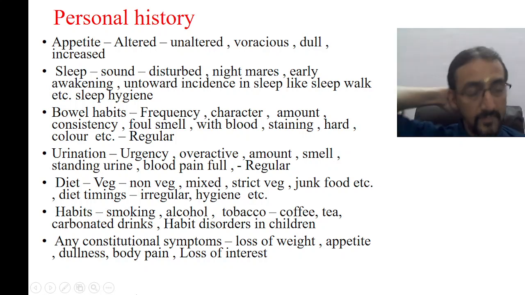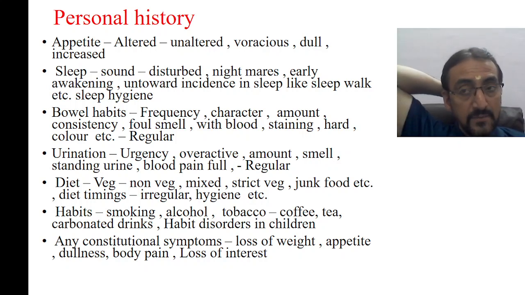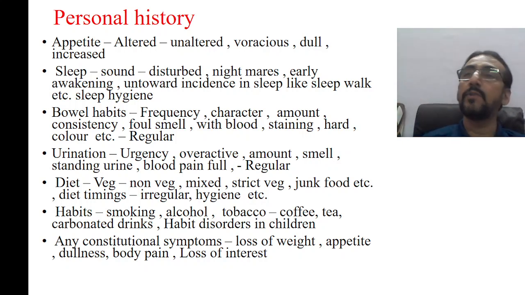Okay, now next, in the personal history, one more important issue is diet. You have to ask the diet of the child. It may be a vegetarian diet, a non-vegetarian diet, or a mixed diet. Sometimes they may be strict vegetarians, or sometimes they may be consuming excess junk food and outside food. This is one important part that you have to ask.